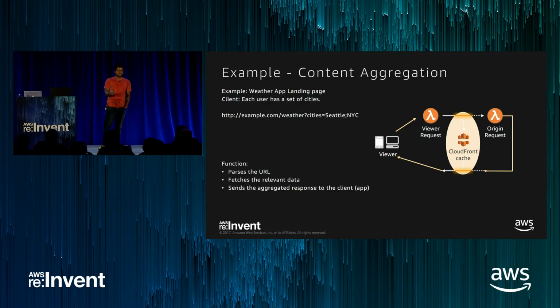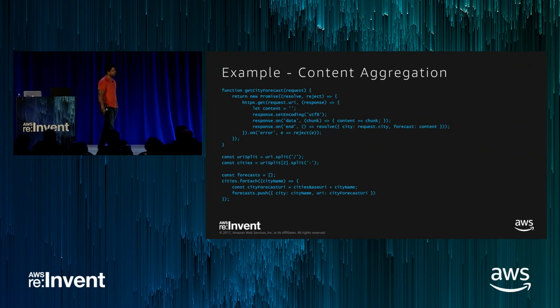And each city's weather is highly cacheable, at least for the next 15 minutes. It's probably not going to change. But the particular combination may still be unique. So you could potentially pull these highly cacheable items from the CloudFront Cache, from inside your function, compose a response, and send it back out to this particular viewer. And that's the example we're going to look at.